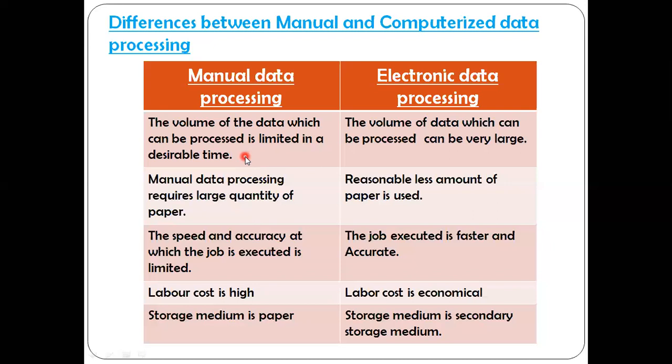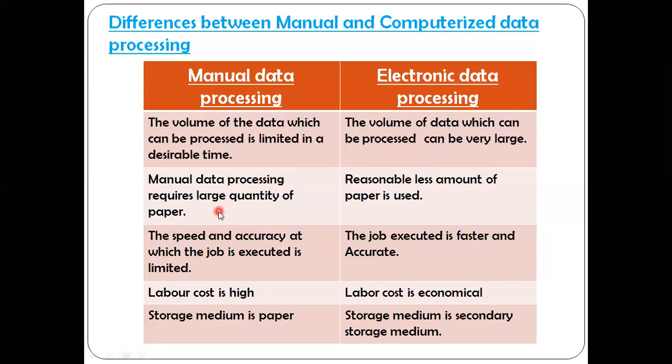But in the second column, have a look at it, electronic data processing: the volume of data which can be processed can be very large. Which side can process a large amount of data? Electronic data processing. There is no limit at all. You can process the maximum data in electronic data processing. But in manual, it's limited.